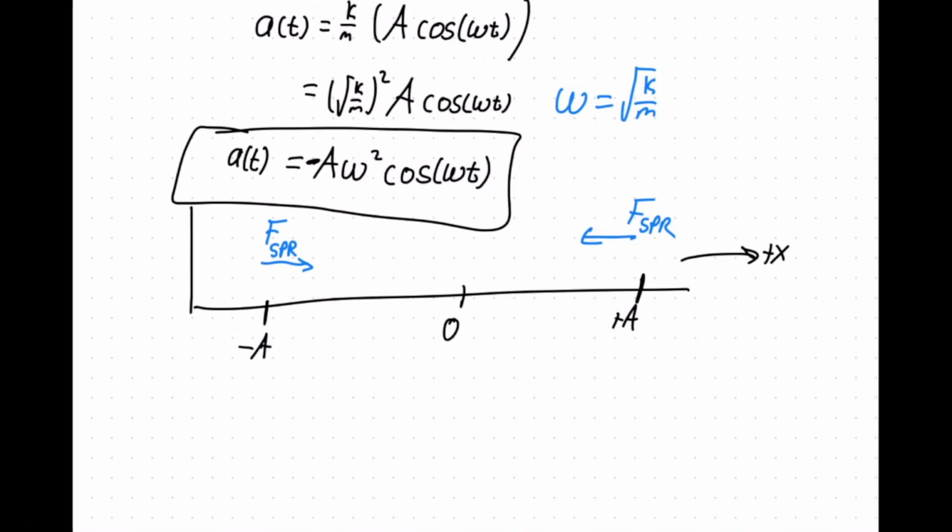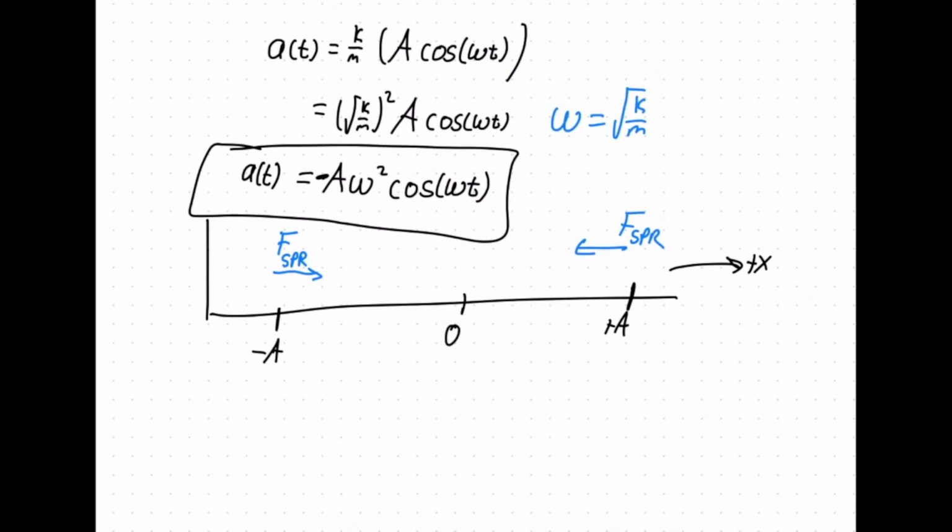If I am at position A, you've already seen that. If I'm at position negative A, then I would have a positive acceleration because my force is pointing in the positive direction, and so I'd have negative times negative A, which becomes positive A omega squared cosine of omega t, which is a positive acceleration. So these are the equations of motion.